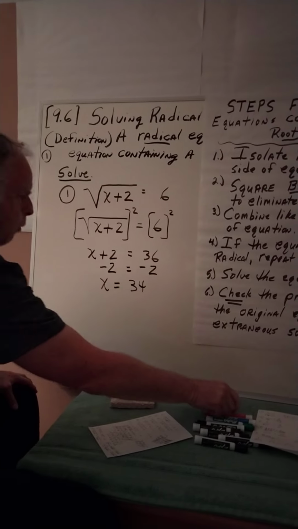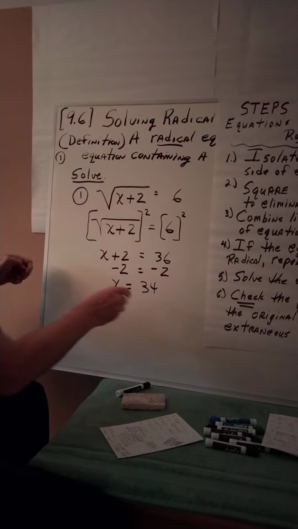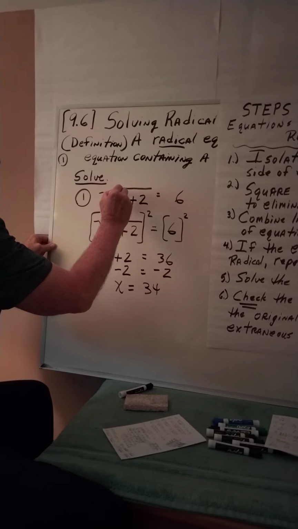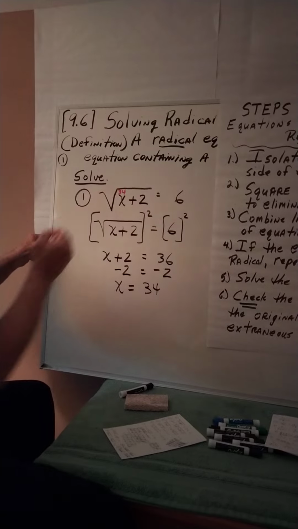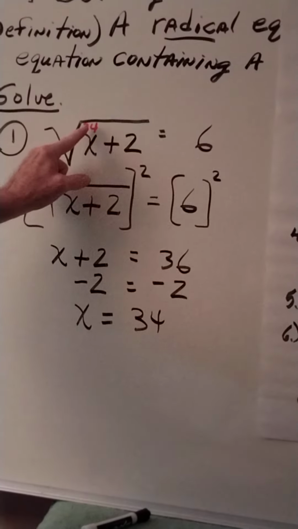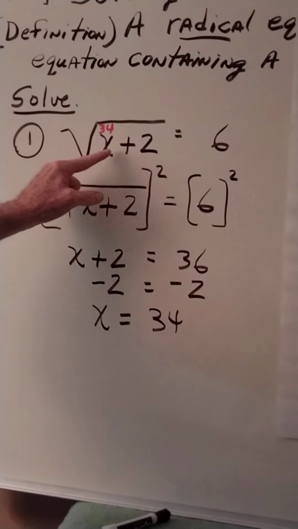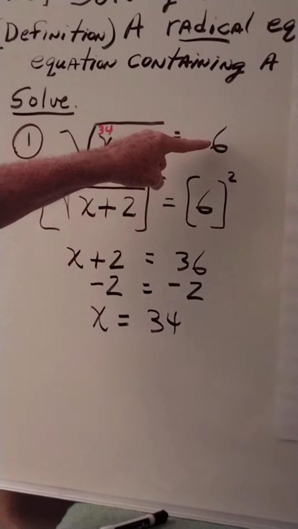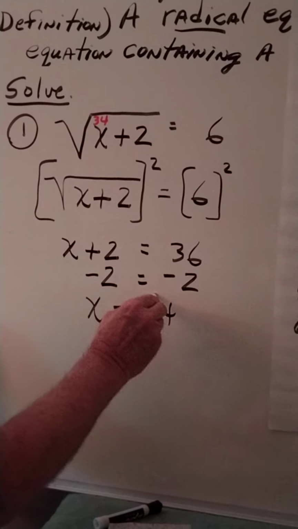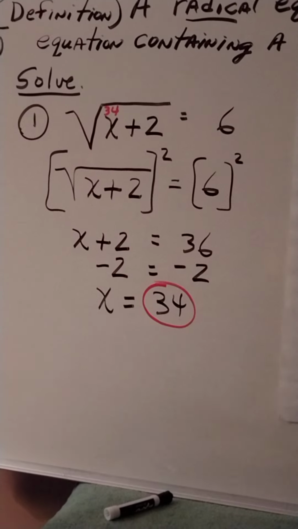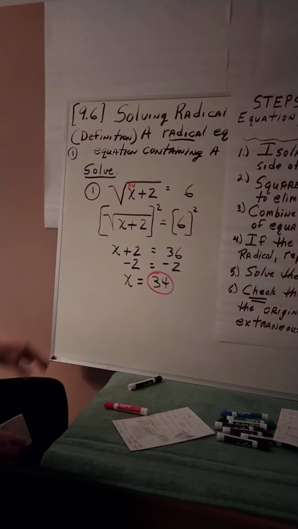If we take 34 and substitute that in place of x, I'm just going to write it above in red. 34 plus 2 is 36. The radical of 36 is 6. It's good. It checks. And we're done. That's number 1.